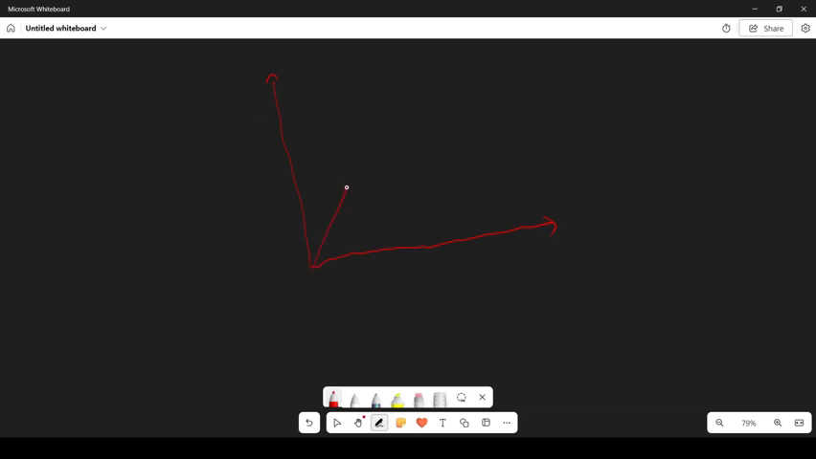Okay, this is y, this is x, and this is y equal to x. Right? So, okay, that's nice, but how does it help us?